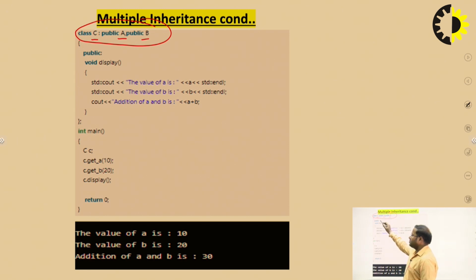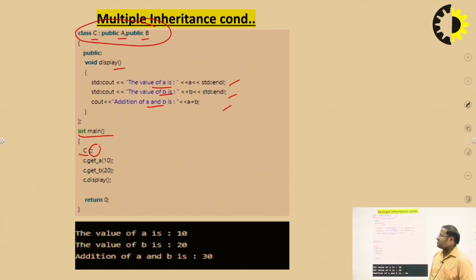So C becomes the derived class which inherits the features from the A class and B class, and in the body of this class I am showing a display function which has 3 lines and shows the value of A, B and the addition of A and B. After closing the body of this derived class C, I have written the main function. Here in the main function I have created an object small c of type capital C. It means I am creating an object with the name small c of the derived class C.